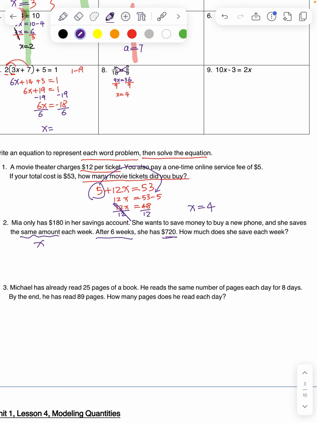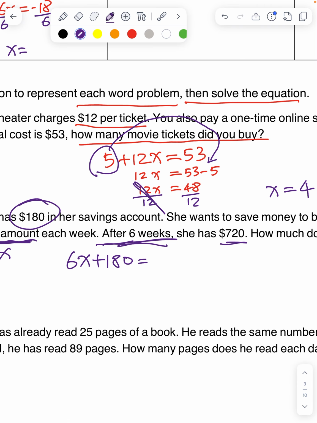Okay, each week she saves X, right? So 6 weeks, that means 6 times X. And at the beginning, she has 180 in her saving account. So we add 180, equal to 720. So get rid of the 180. Subtract 180 on both sides. So 6x equal to, so what is 720 minus 180?